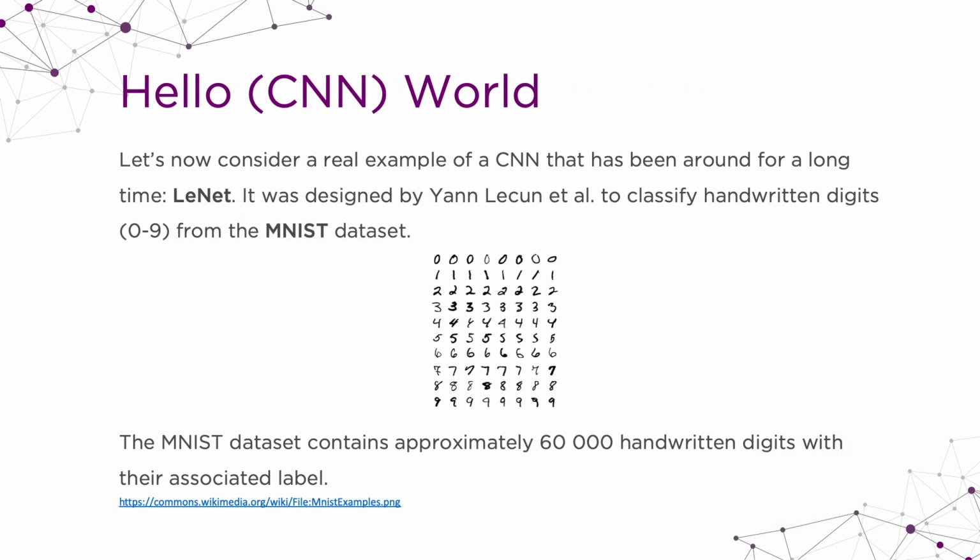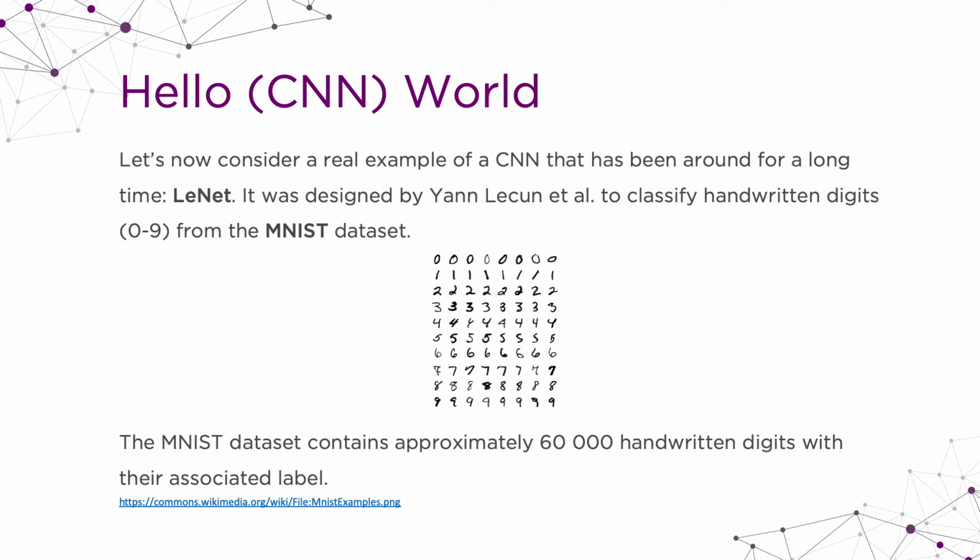Now let's take the time to consider a real example of a CNN. This one has been around for a very, very long time. It's called LeNet. You're going to play with it also in the tutorials today. It's called LeNet because it was designed by Yann LeCun, who is very famous in the deep learning world. He's the chief AI scientist at Facebook, a former colleague of Professor Bengio as well. They received the Turing Award together along with Geoffrey Hinton.